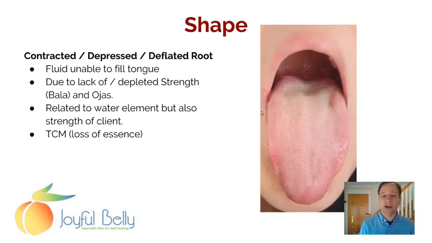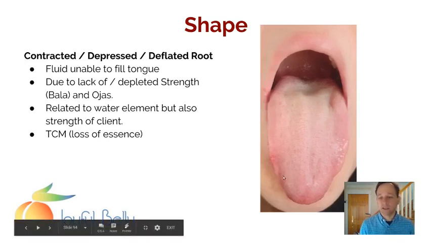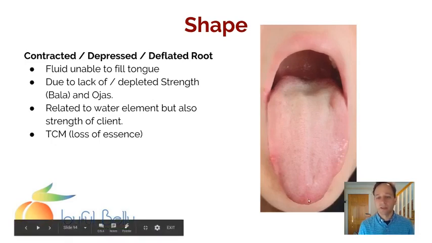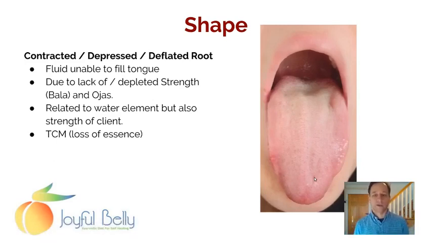So that's called a contracted tongue. Sometimes you'll see that the back of the tongue looks contracted. So instead of a depression, you'll see that the tongue is less wide here. Sometimes the tip will look contracted. In fact, here the tip does look a little contracted. You'll notice that the tongue is quite wide here as we move back towards the middle of the tongue, but at the tip, it's a little bit more contracted. And this sign can be more and more pronounced. So a contracted tongue it's called, or a depressed root, or a deflated root.